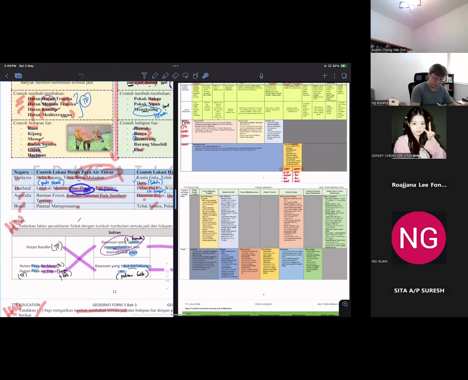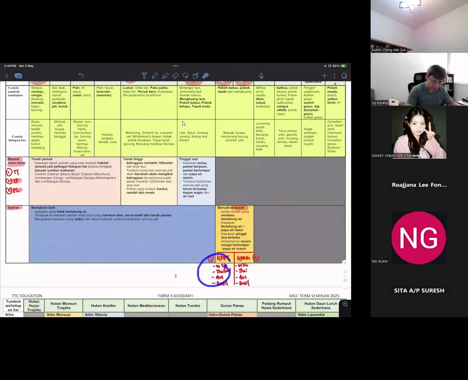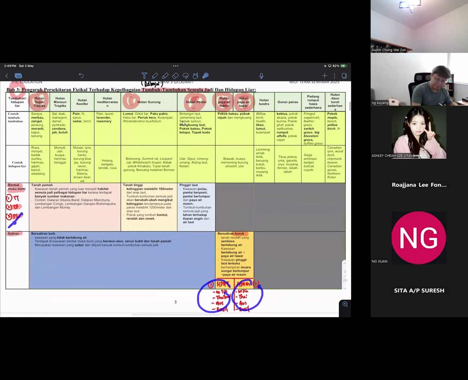Chao Phraya. Okay, so always try to recall the contoh for Hutan Paya Air Tawar and Air Masin, because for the remaining, Hutan Pantai in Pinggir Laut, Hutan Hujan Tropika, and Tanah Tinggi, just memorize the name. Don't need to memorize the ciri-ciri. Just the name. Like I said, once Tanah Tinggi already mentions Banjaran Crocker and Banjaran Himalaya. So this is your Tanah Tinggi.